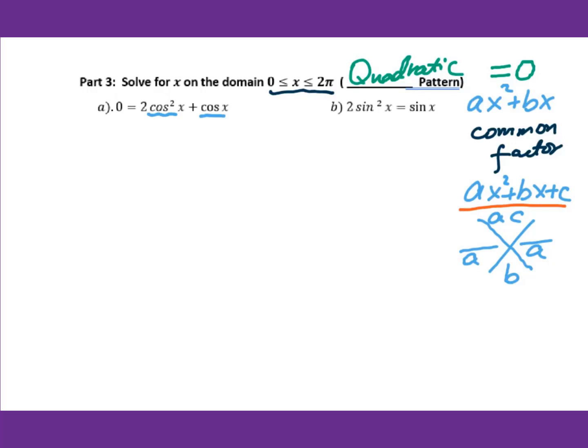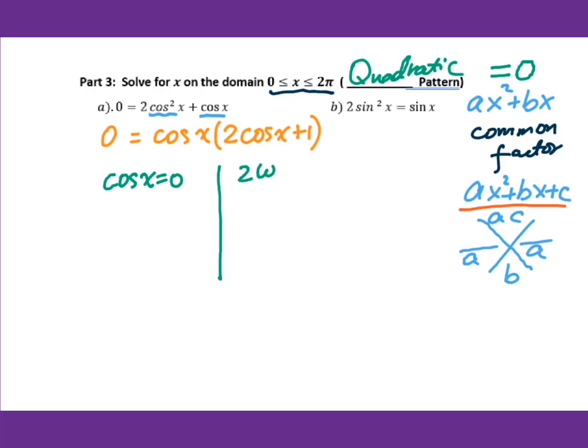For a, we already have equal to 0, so we can just move on. Since this is an ax squared plus bx pattern, we need to do the common factor. Cosine x is the common factor. So we get cosine x times 2 cosine x plus 1. We can set up cosine x equal to 0 and 2 cosine x plus 1 equal to 0, because a times b equal to 0 means a equals 0 or b equals 0.